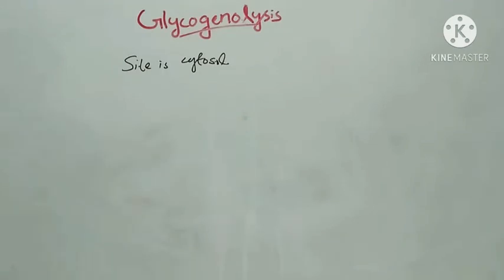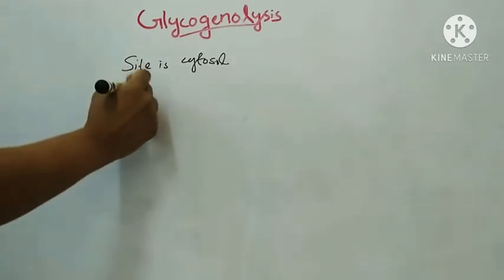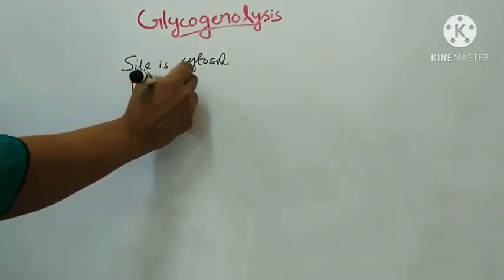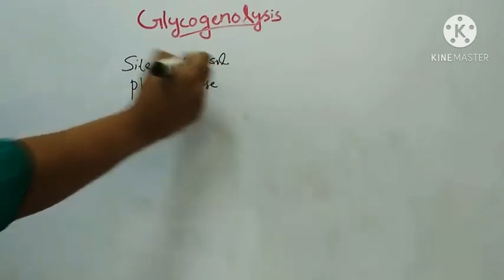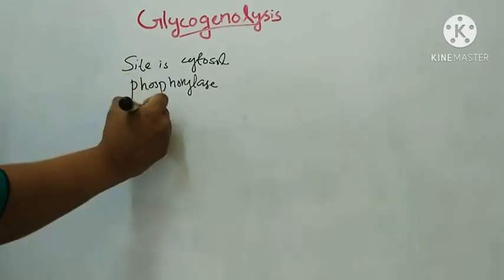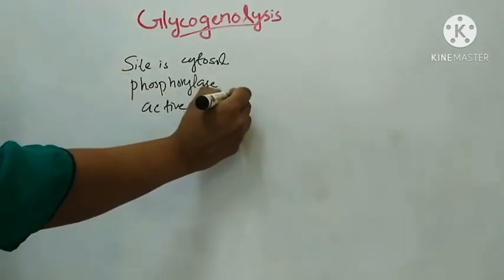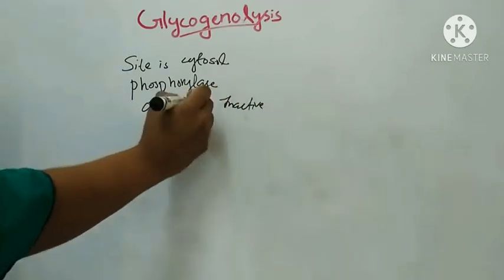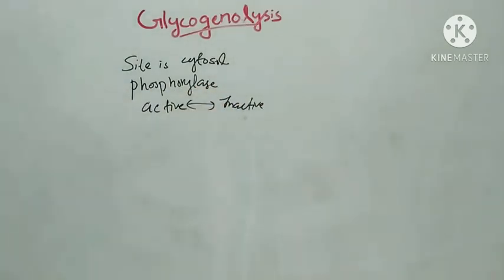It is initiated by the action of a specific enzyme called phosphorylase. Liver and muscle contain the enzyme. In liver and muscle, the enzyme can be in active and inactive form, and these forms are interconvertible.